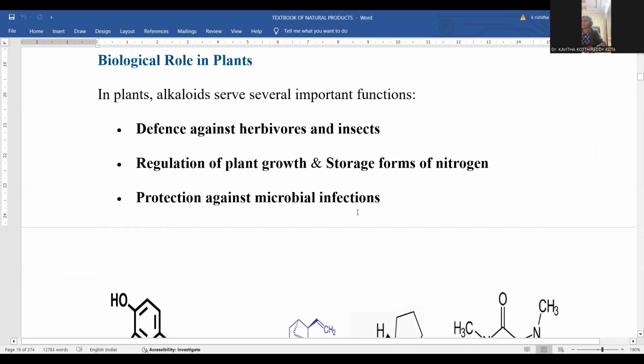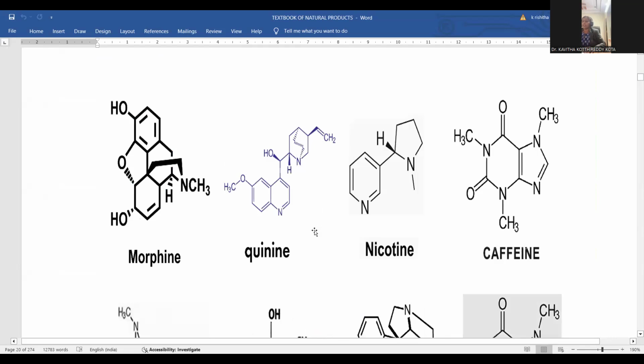Protection against microbial infections. Alkaloids have a defensive system to avoid microbial infections in the plant material, and even consumption may help treat microbial infections in human beings as well. This is the way the biological role in plants is observed. The examples are mentioned over there.